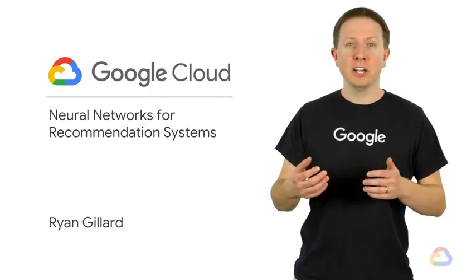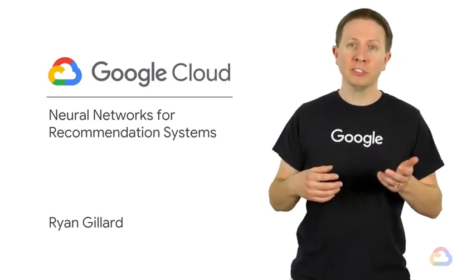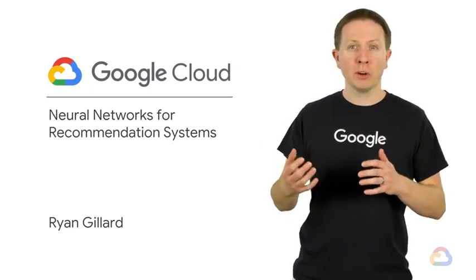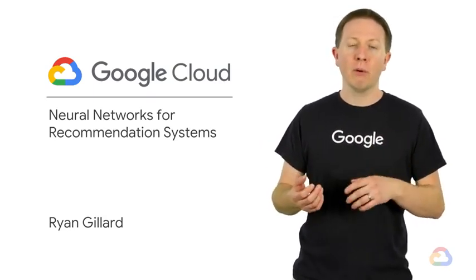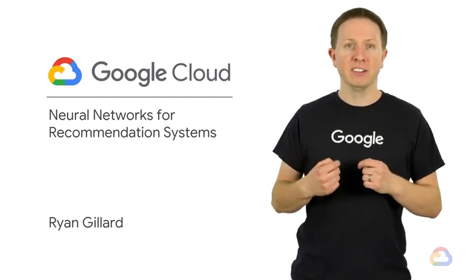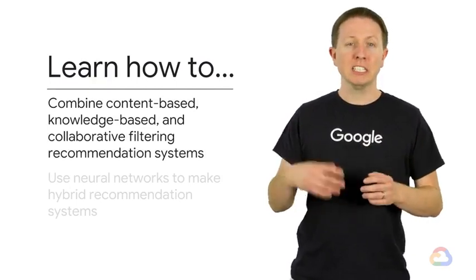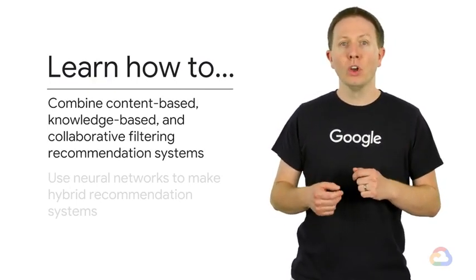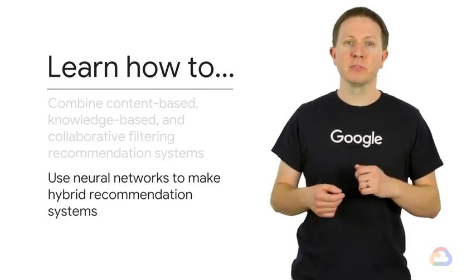In the previous modules, we learned how both content-based and collaborative filtering forms of recommender systems work. In this module, we will take advantage of the power of neural networks to create hybrid recommendation systems using all that we have learned so far about recommendation systems put together. We will learn how to combine content-based, knowledge-based, and collaborative filtering recommendation systems. We'll learn how to do this by using neural networks to make hybrid recommendation systems.